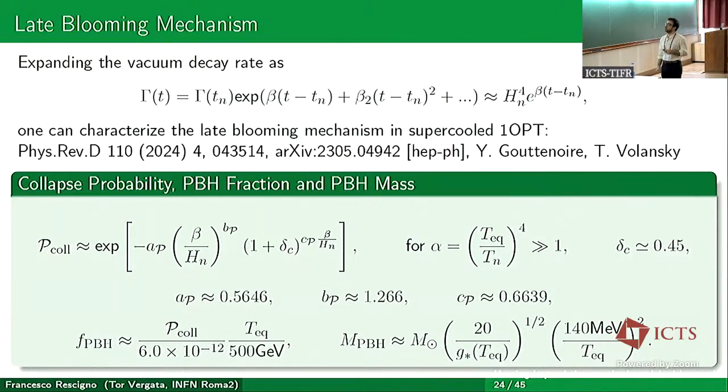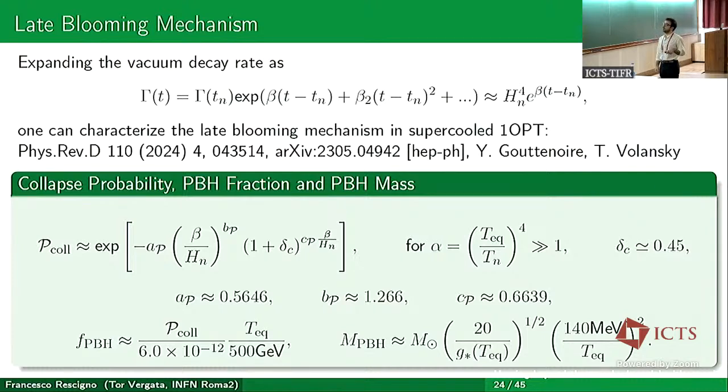Expansion when one studies first order phase transition, and we will follow the results of this paper by Guttenwar and Folansky. In particular, they found this result, this probability of collapse for alpha large, for a very strong phase transition, and they found that this depends only on the inverse duration of the phase transition. As I said, we adopt delta C equal to 0.45.